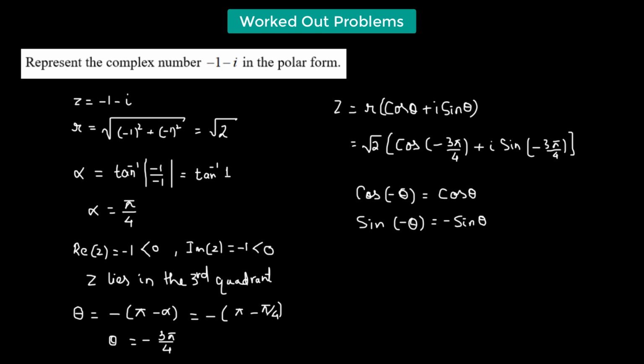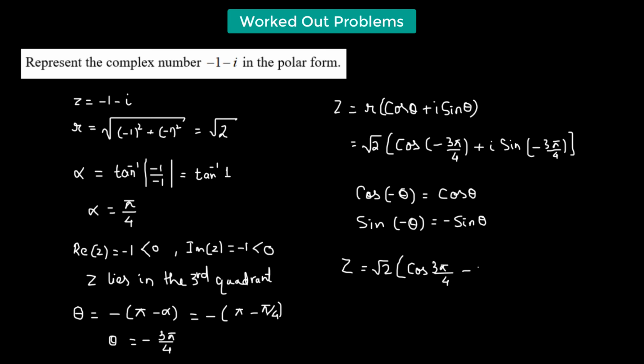The reason being that cosine of theta is an even function and sine of theta is an odd function. So we use this result, and that gives us z equals square root of 2 multiplied by, so cosine of negative 3 pi over 4 will simply become cosine of 3 pi over 4.